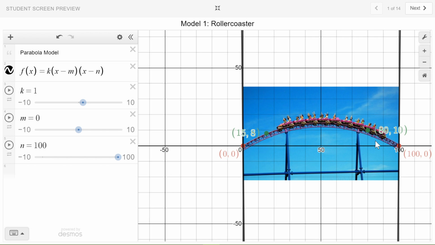Does it matter if I use y instead of f of x? No, it doesn't, but I prefer f of x.